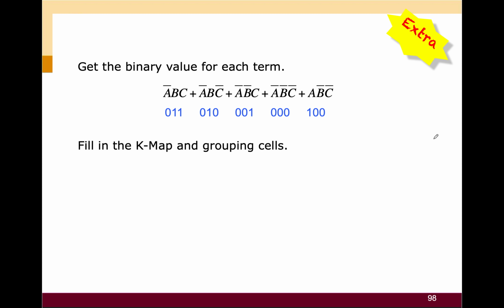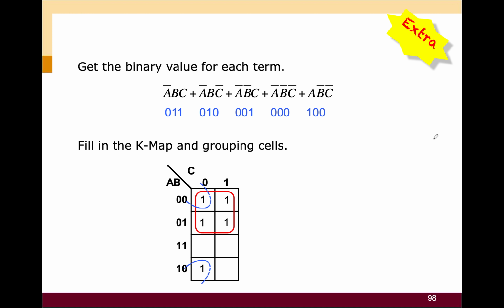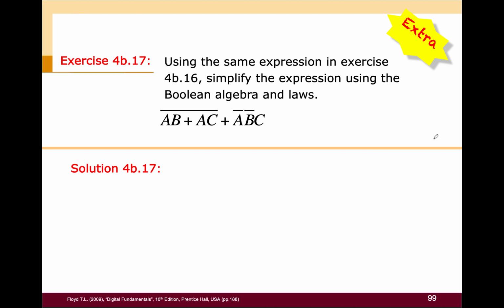So get the binary value. This one is also simpler than the previous example, and this one is quite similar to 4b.16.